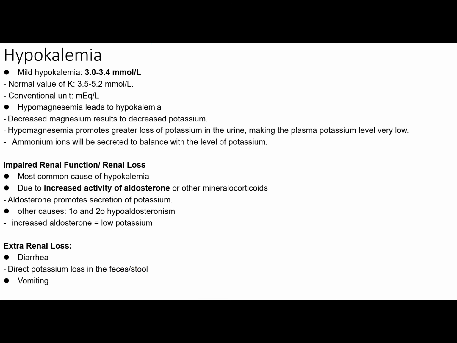Now, take note, class, that with hypomagnesemia, if your magnesium is low, it would also lead to low potassium. Hypomagnesemia promotes greater loss of potassium in the urine, making the plasma potassium very low. Ammonium ions will be secreted to balance the level of potassium. Then we have your impaired renal function or renal loss. This is the most common cause of hypokalemia, due to increased activity of aldosterone or other mineralocorticoids. Aldosterone promotes secretion of potassium.